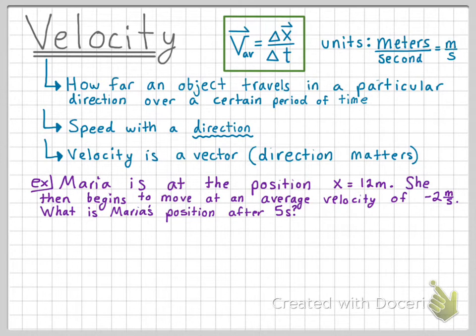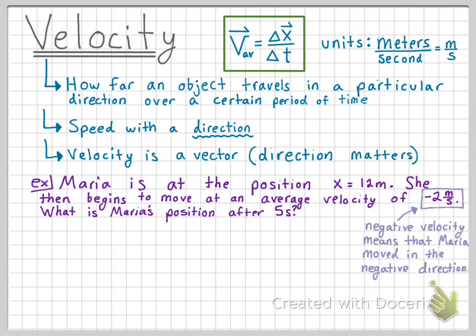Maria is at the position x equals 12 meters. She then begins to move at an average velocity of negative 2 meters per second. What is Maria's position after 5 seconds? Notice here that we already know the average velocity. Instead, we want to find Maria's final position.